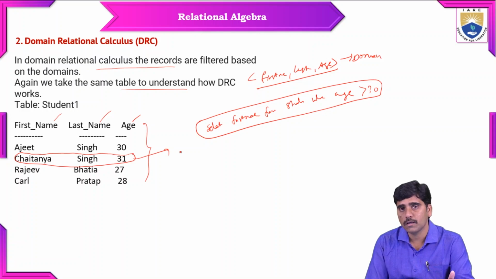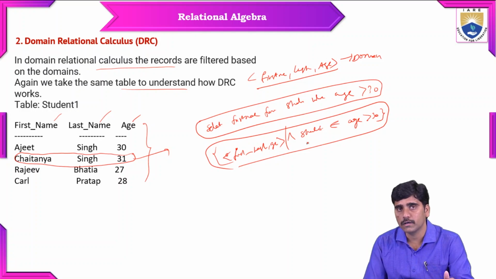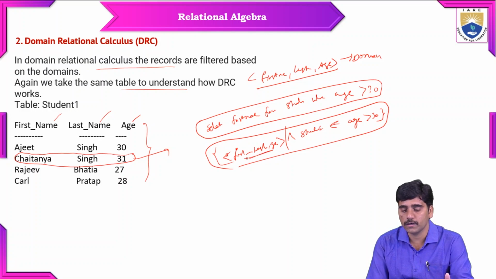So this is what I am going to write in DRC queries. How can I write it? First name, comma, last name, comma, age, from the table named student, and the condition is age greater than 30. On this condition, on the basis of this domain condition, I am going to retrieve the data.